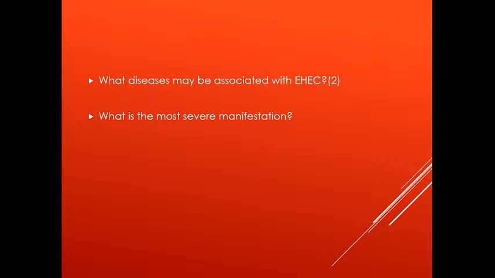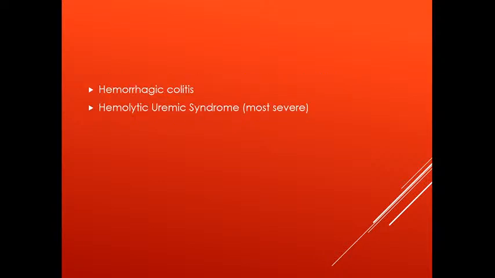So we have what we call acquired hemolytic anemia. Acquired hemolytic anemia can be from either blood transfusions or bacterial infections. And if that's the case, please remember to answer hemolytic uremic syndrome. That is associated with E. coli, specifically the EHEC O157 group. So hemorrhagic colitis, hemolytic uremic syndrome. It's actually the most severe.